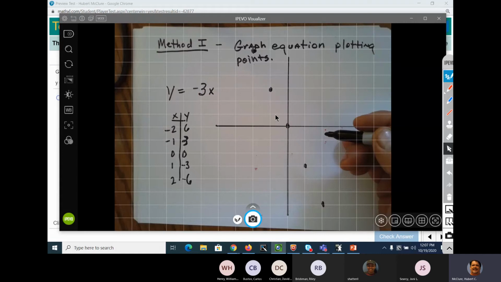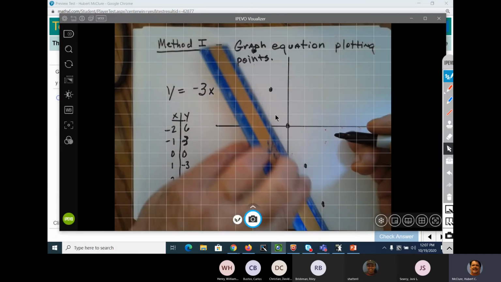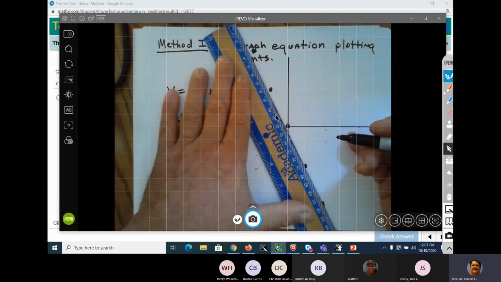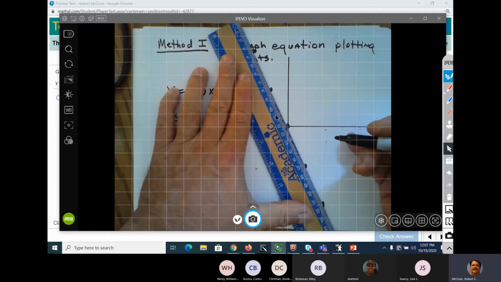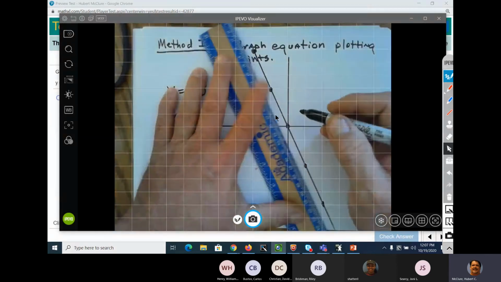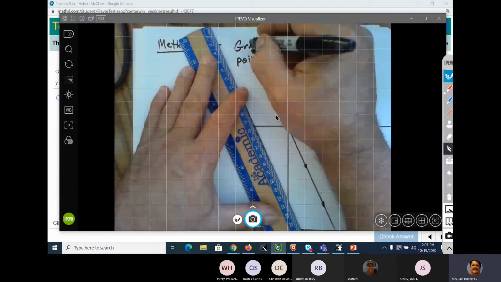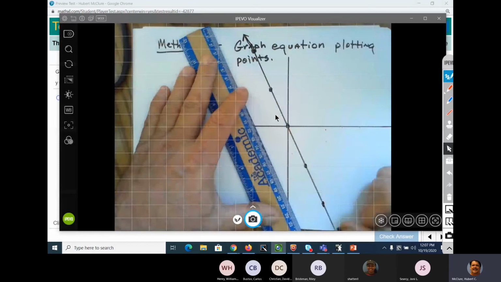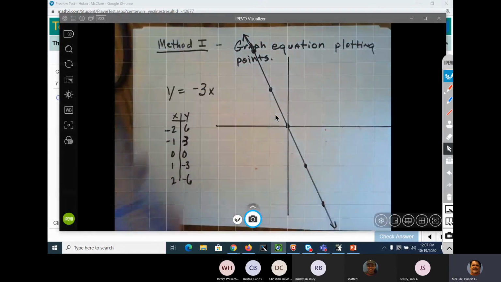Now, if you notice, I've plotted all 5 points. Well, on the computer, sometimes you're asked to plot 5 points, sometimes 3 points. Okay, so I'm gonna go there now, and I'm just gonna pick 2 points. I'm gonna pick whatever ones I want.